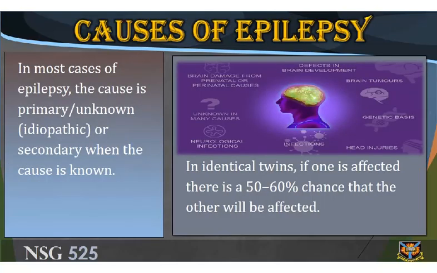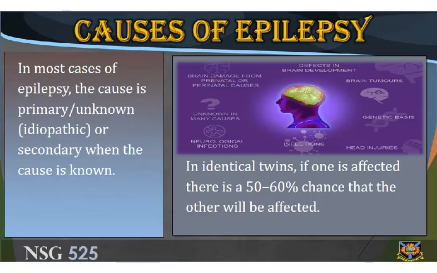Causes of epilepsy. In most cases of epilepsy, the cause is primarily unknown, idiopathic, or secondary when the cause is known. Although a genetic factor may be involved, in identical twins, if one is affected, there is a 50 to 60% chance that the other will be affected. In non-identical twins, the rate is 15%.